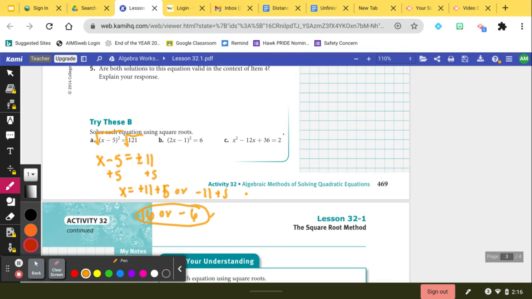We can, again, do the same thing for B. Just for sake of time, I'm just going to jump to C, because this does require me to solve this by factoring, which will actually end up with the same two binomials. So since I'm dealing with a equaling 1, that means my two binomials are x and x. So I need two numbers that multiply together to be 36 and add together to be negative 12. Well, both those numbers then would be negative 6 times negative 6.